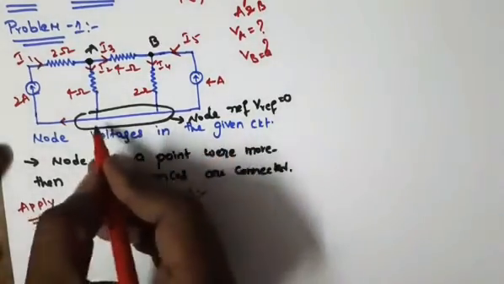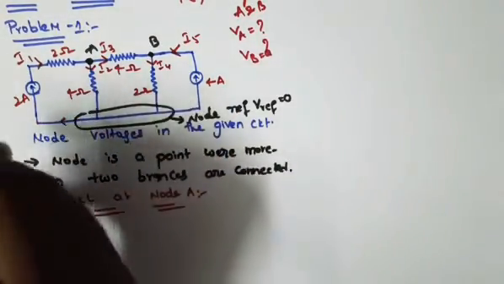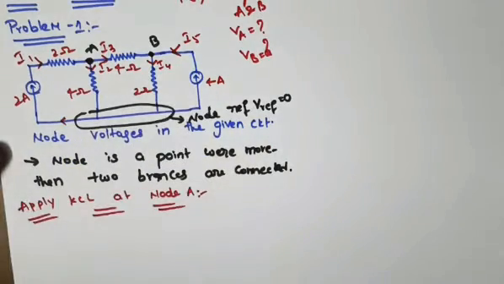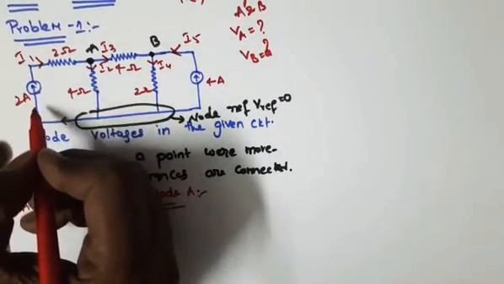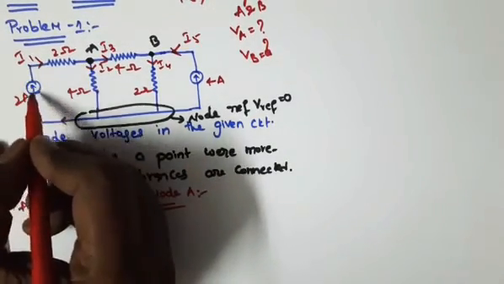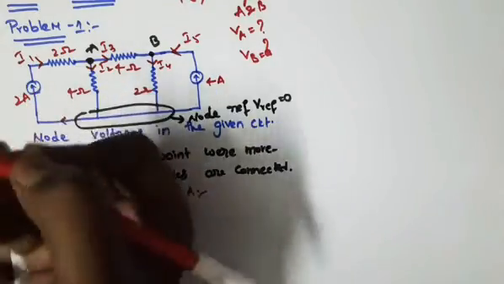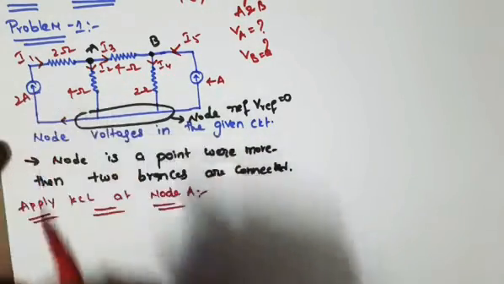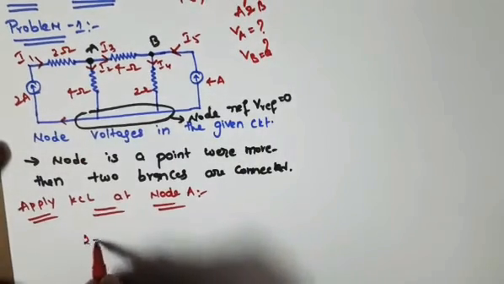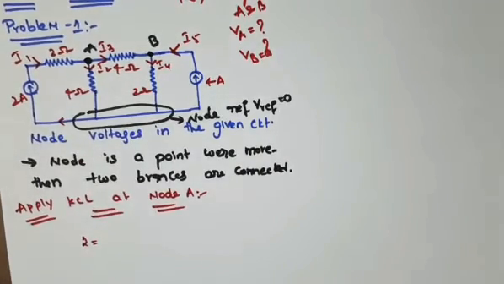So we can take the direction from the reference node. That is from the reference node we can assume to start the equation. See here, in the KCL, when there is a current source present in a branch, we can take the current as it is. So what is the current here? 2. So 2. And we are going to apply here Kirchhoff's current law.